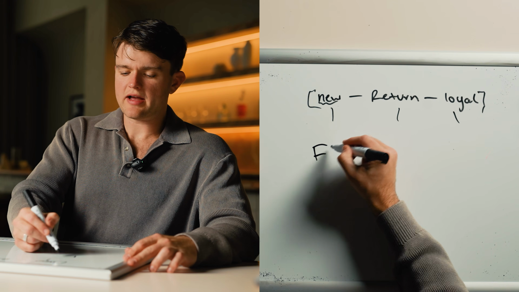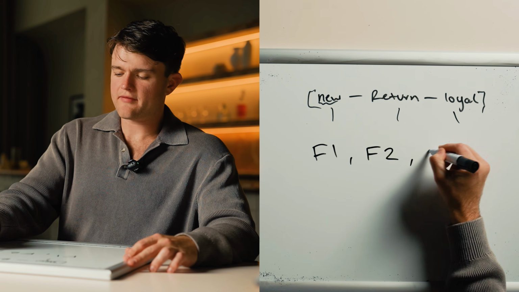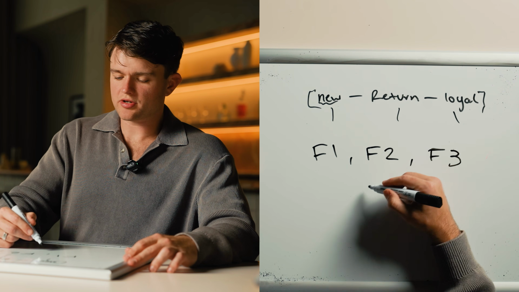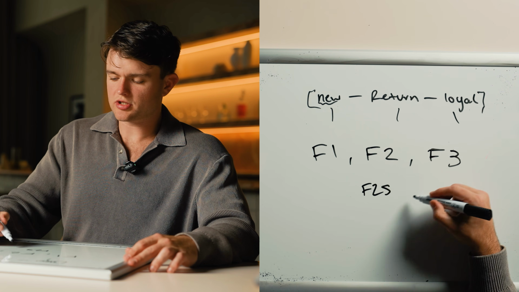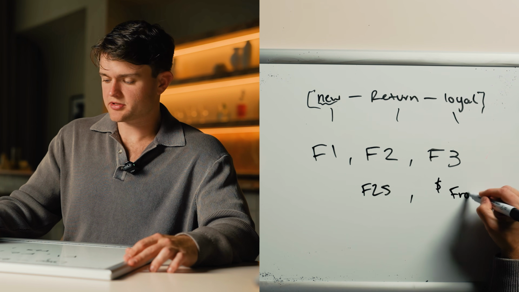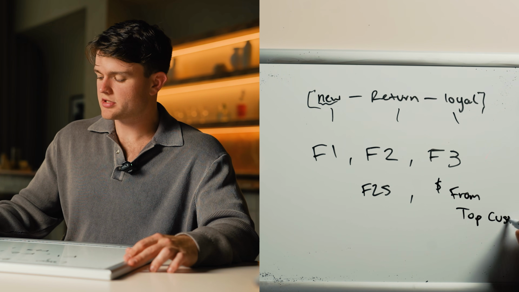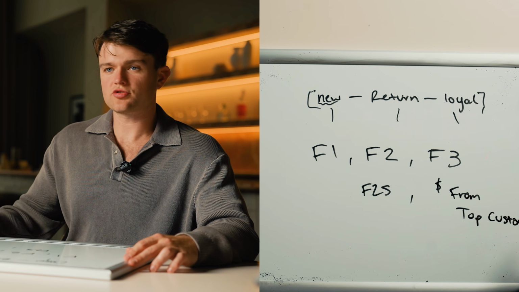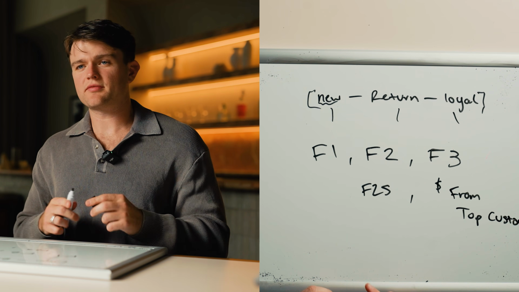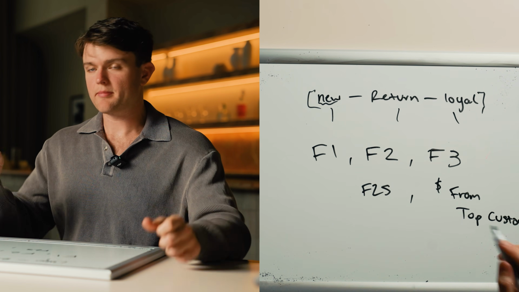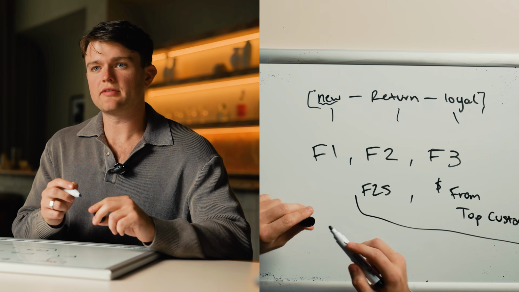So remember, we have our F1, we have our F2, we have our F3. The thing we want to be measuring is our first to second order conversion and our revenue from top customers. If you're doing this and creating all your flows in line with these rules and the principles and the structures I shared throughout this video, your email flows are going to be way better than the average e-com brand. Remember, we always optimize for retention, not just Klaviyo attributed revenue.